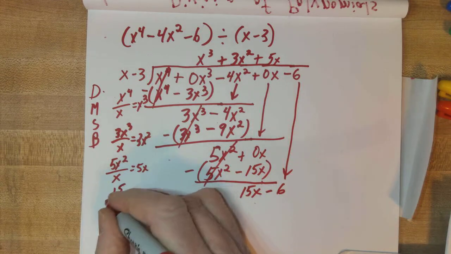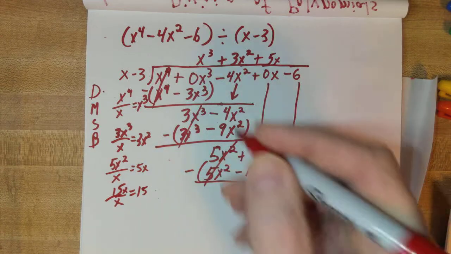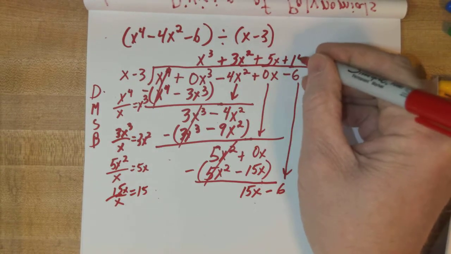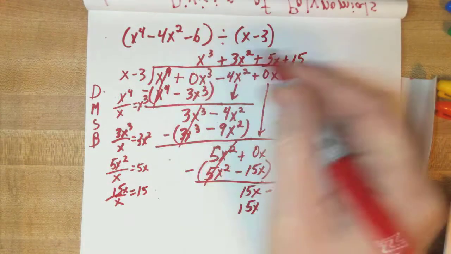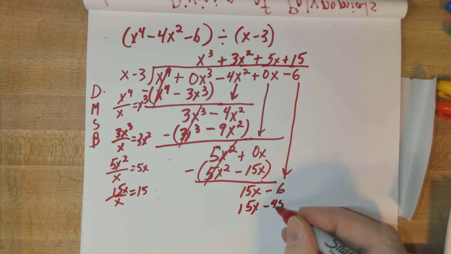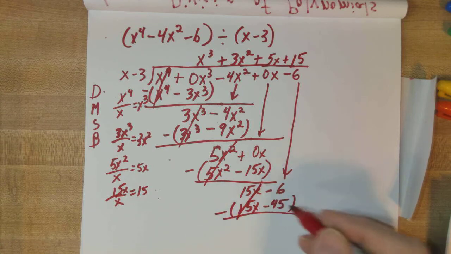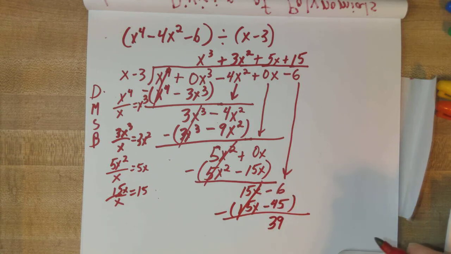And I've got 15x divided by x on my division. That's 15. So I'll write plus 15 here. And I have 15x when I multiply, and negative 3 times 15 is negative 45. And I'll subtract that. That cancels. Negative 6 minus negative 45. Negative 6 plus 45 is 39. Now that is a remainder.